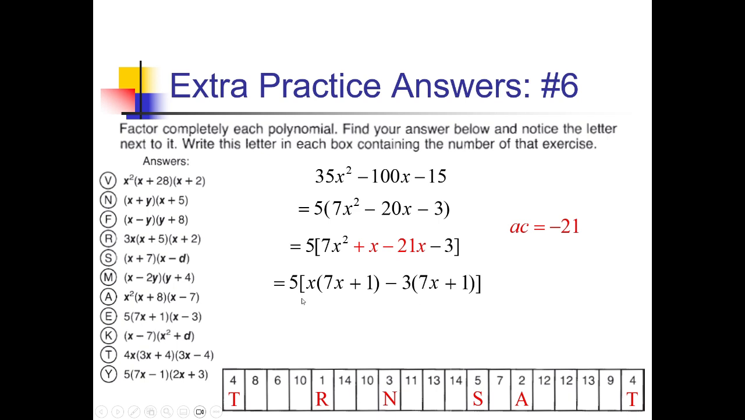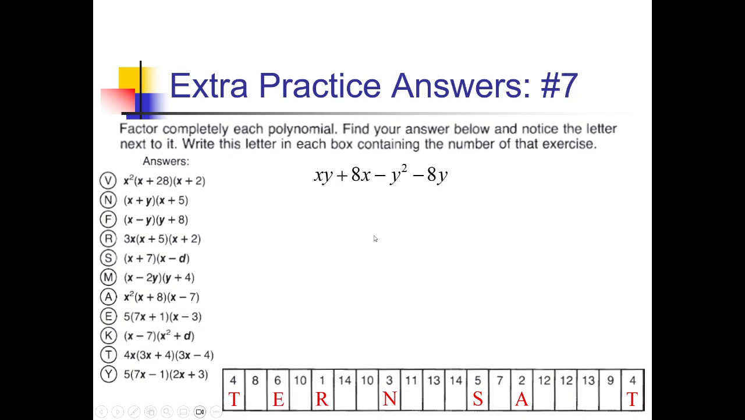Let me keep my 5 out there. And now the 7x plus 1, that's a common factor that comes out of everything. And then finally, x minus 3, that's my leftovers for my other factor. Can I find that over on the left? Well, there's the 5. There's the 7x plus 1 and the x minus 3. Looks like we've got everything. So number 6 then is going to be an E. So there we go for 6.